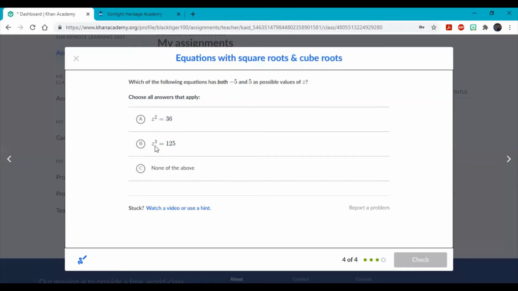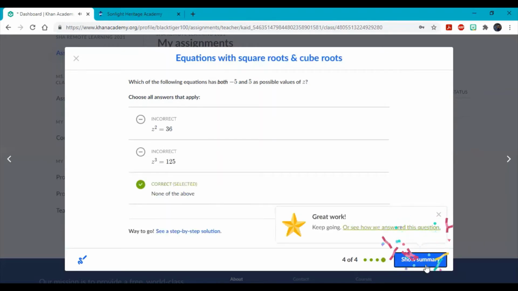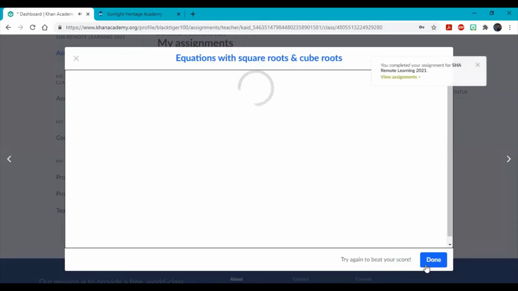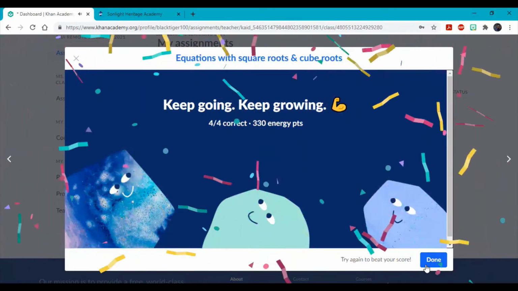And of course, we know here, if we cube a negative number, we get a negative answer. So B would also not be an option, right? Because it's both negative 5 and 5 as possible values of z. So A wouldn't be correct, and B wouldn't be correct. So we would choose C, which is none of the above. And there you have it. That's how you do equations with square roots and cube roots.